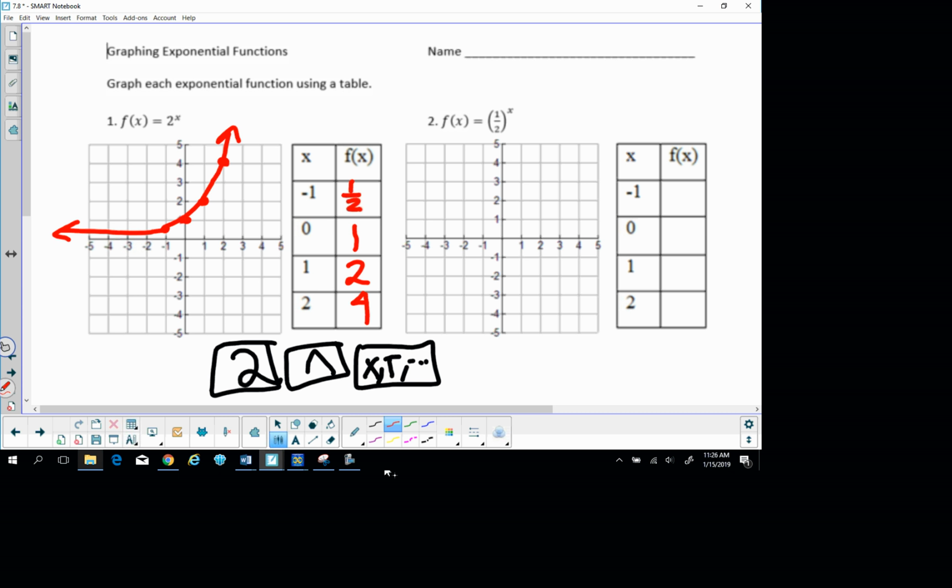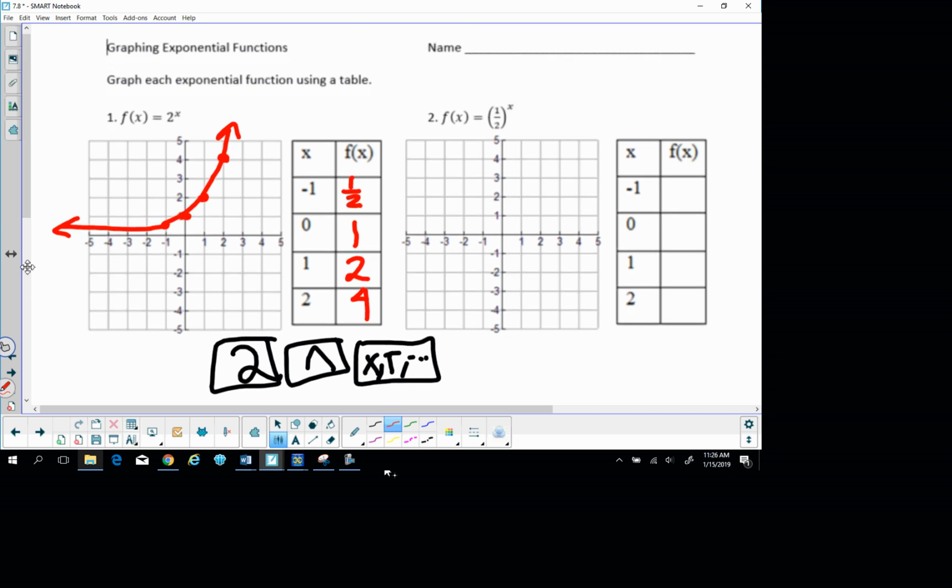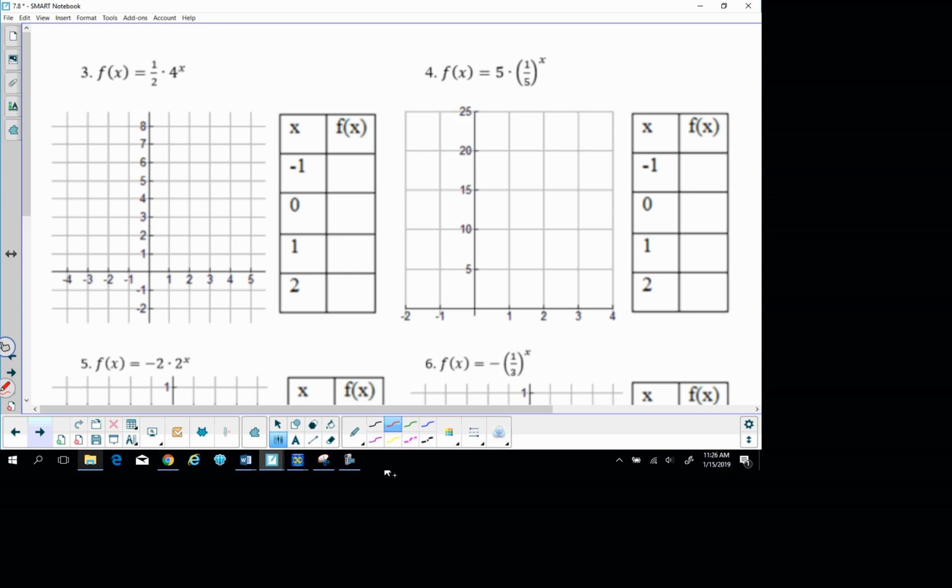So let's go to another one. This is just how to type it in your calculator. So it's 2, and then that little caret button, and that x comma, that's how to type in that equation. I think it said x comma t comma something.